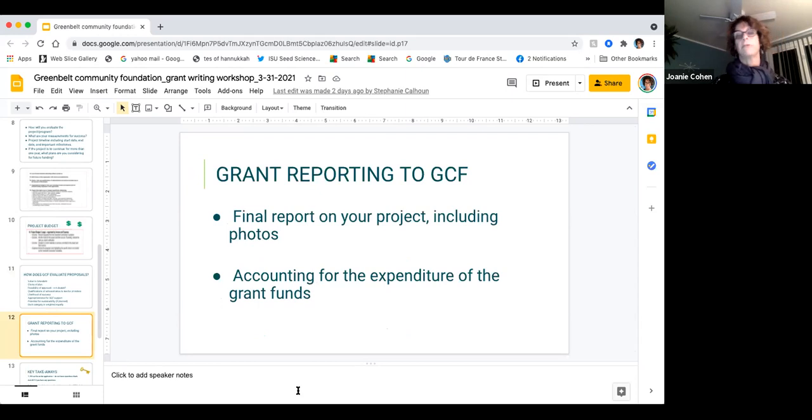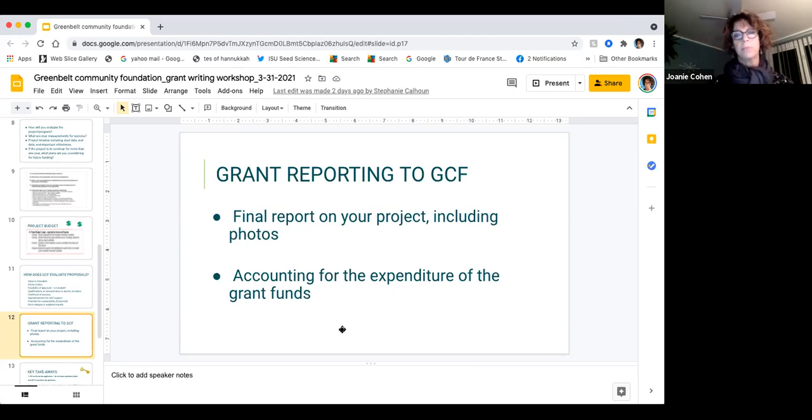The grant reporting to the Greenbelt Community Foundation is pretty light touch compared to some. There's a final report on the project, and we really urge you to send photos. We love using photos. You have to get releases, of course, with people, but we want them for Facebook. We want them for our website. It's how we speak to the donors and show your good work. Look, your money did this. Your money did that. It's really important, and it's a really useful tool.